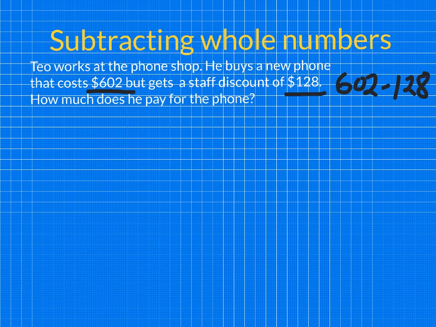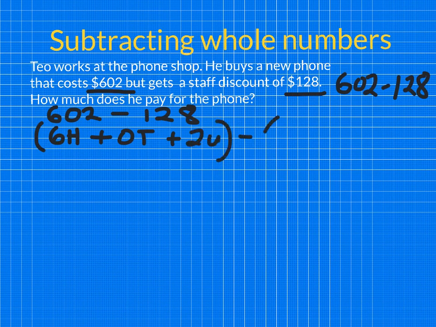What we're going to do with these numbers, 602 minus 128, is break them down into their decimal place value. 6 hundreds and 0 tens and 2 units, take away 1 hundred and 2 tens and 8 units. We can write this again without the brackets.